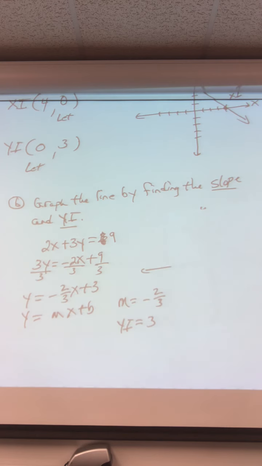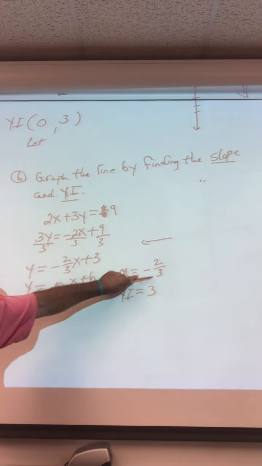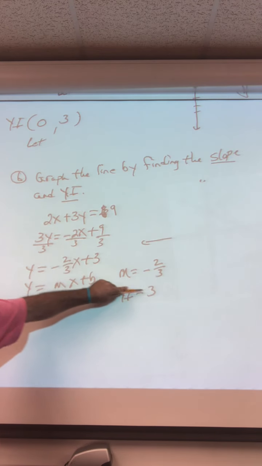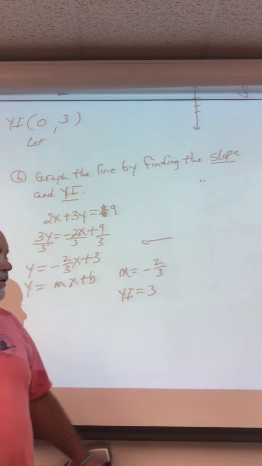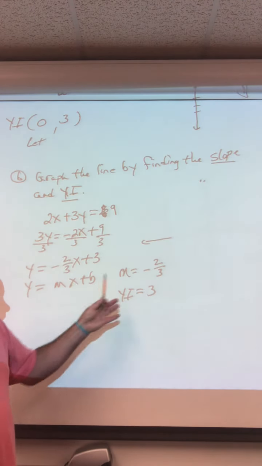So m stands for your slope, y equal m. So m is negative 2/3. The number on the end is your y-intercept. So how do we graph this now? We found the slope, we found the y-intercept. Now how do we graph it?